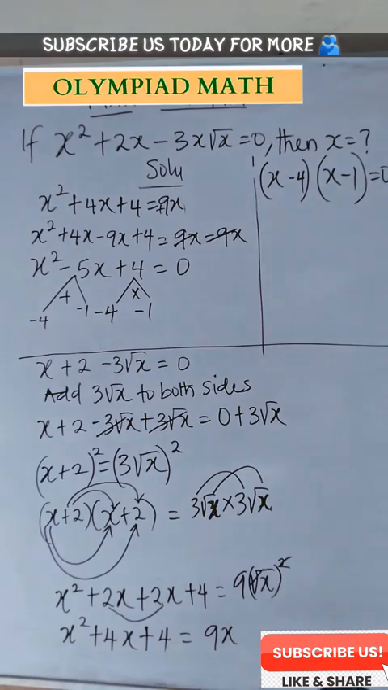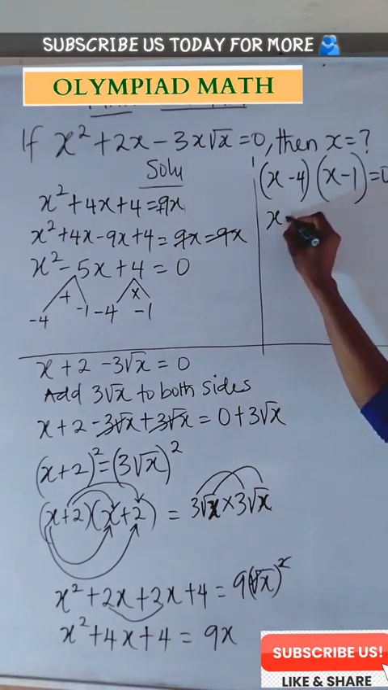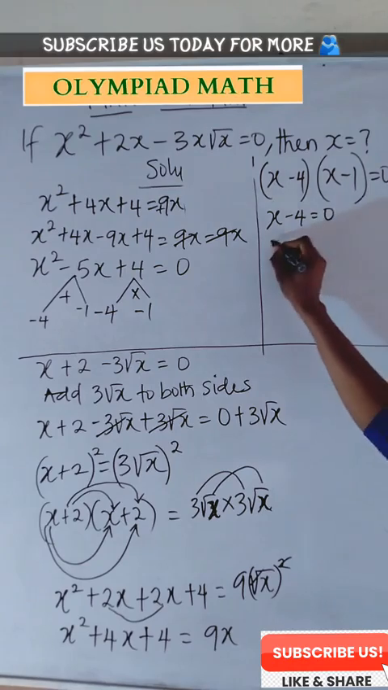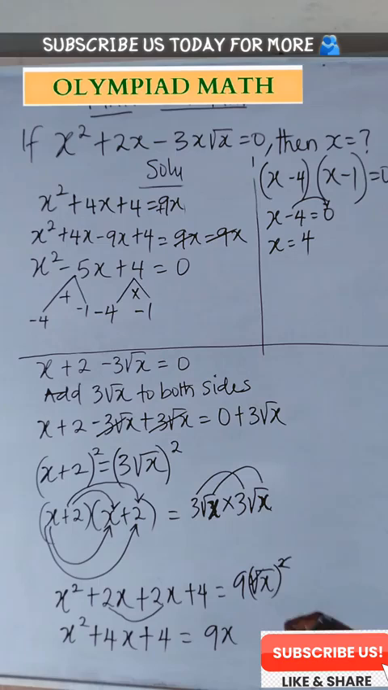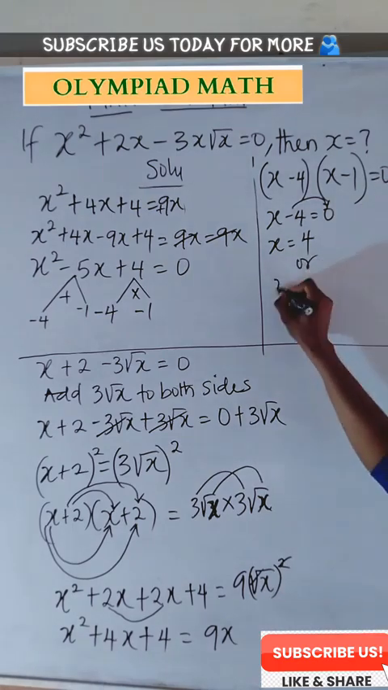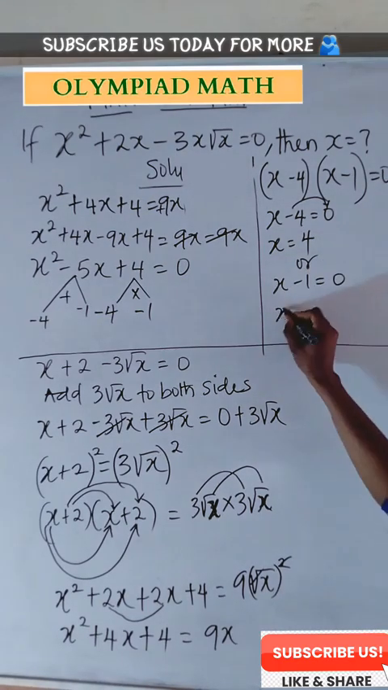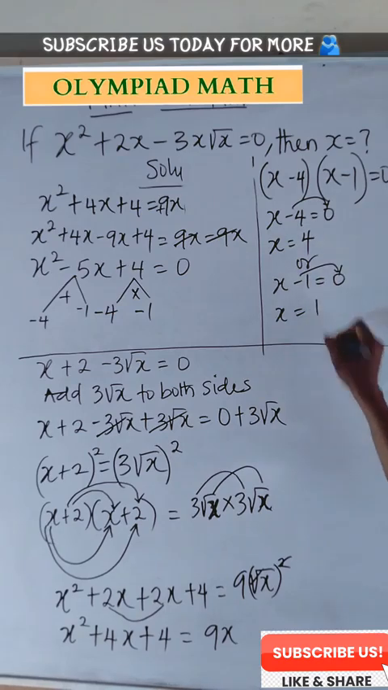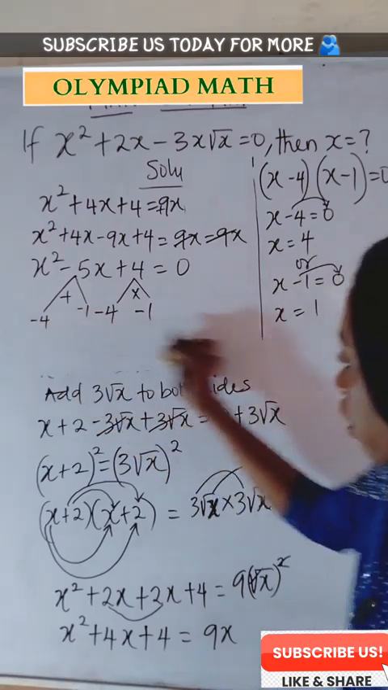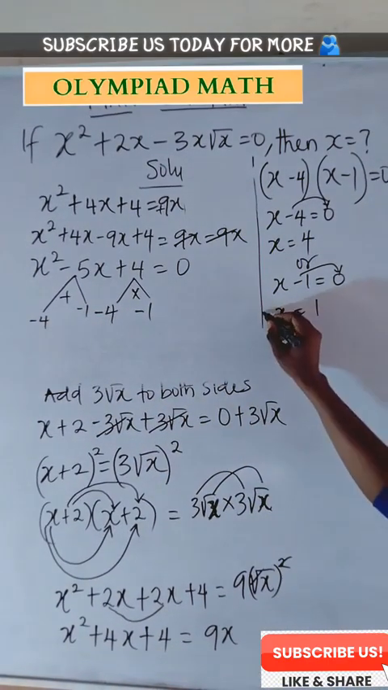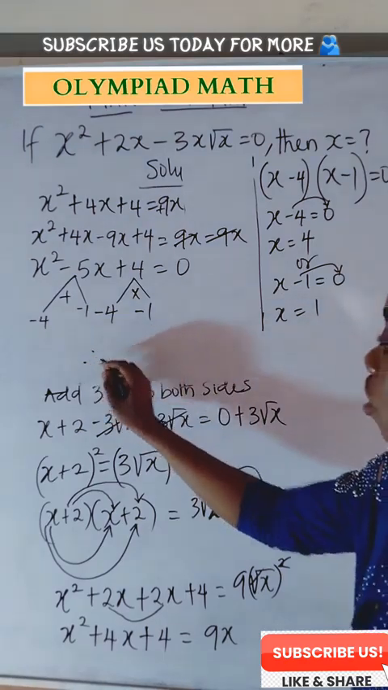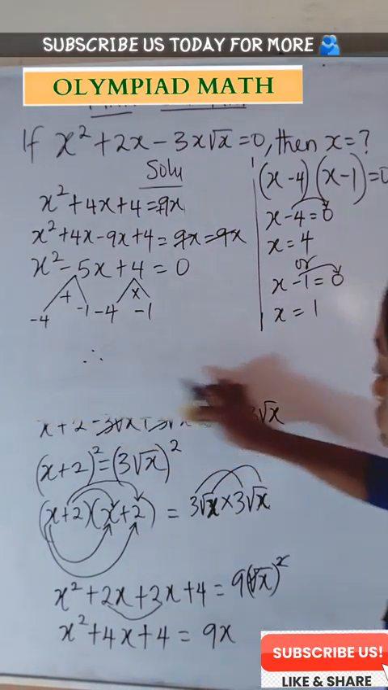Everything is 0. So it means that x minus 4 is 0. X will now be equal to, this will become +4. Okay? Or x minus 1 is 0. X will now be, this will turn to become +1. So what can you conclude should be the values of x? In our conclusion, we can now say that the values of x are what?